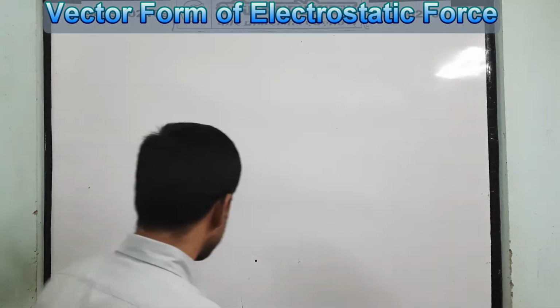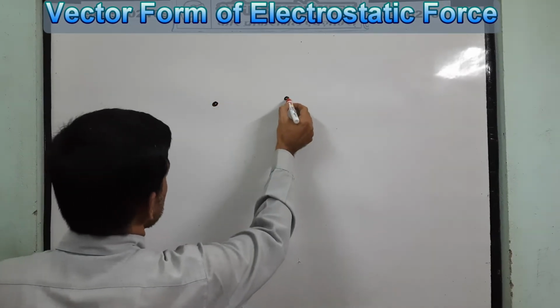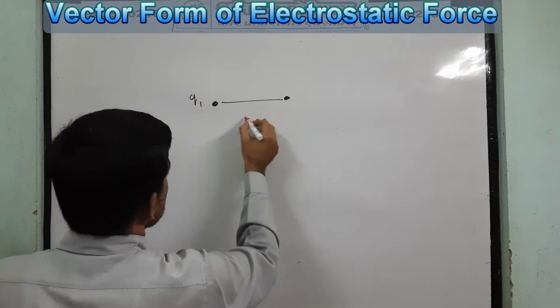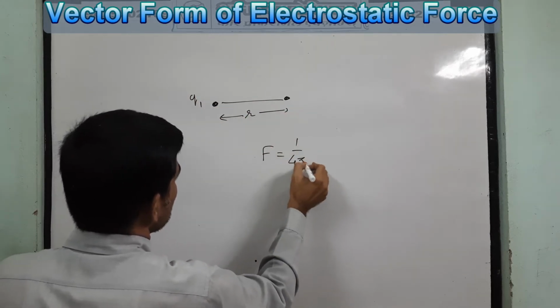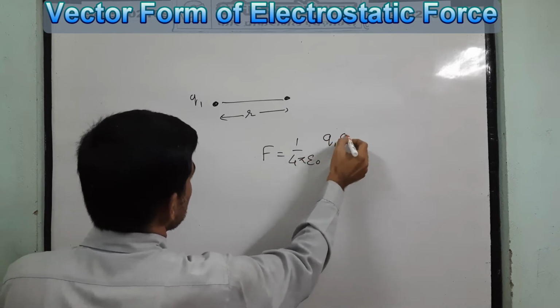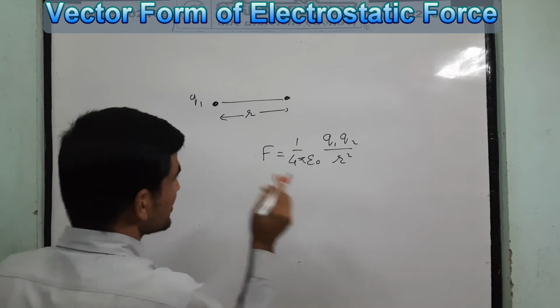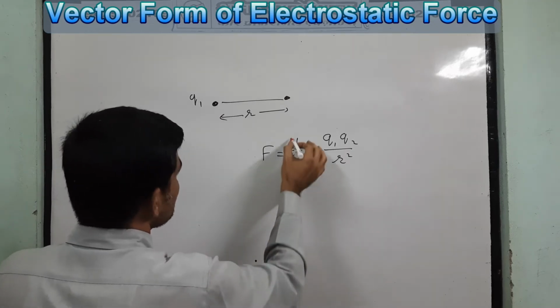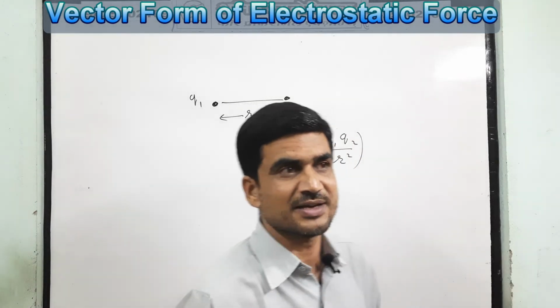So we have two charged particles, say one is q1, another is q2, and if the distance between these two is r, then the magnitude of the force is 1 upon 4 pi epsilon naught q1 q2 upon r square in free space, that we know. If you have to express this in terms of vector, how will it be represented?